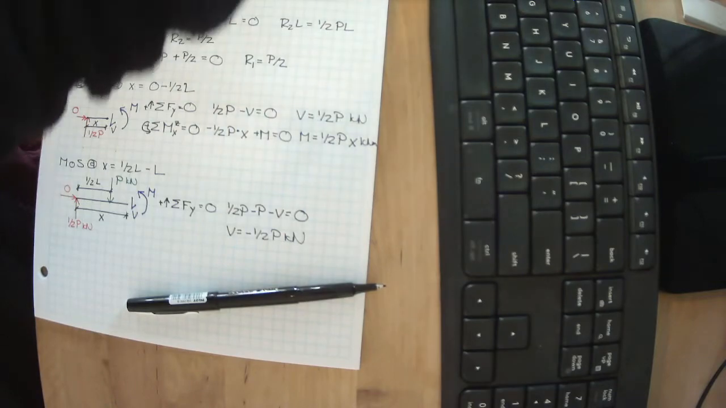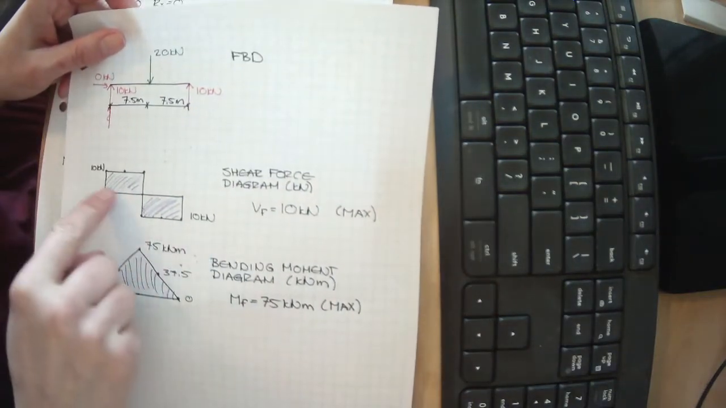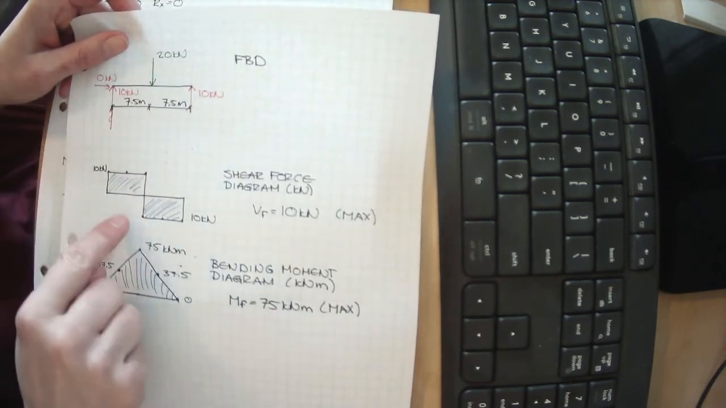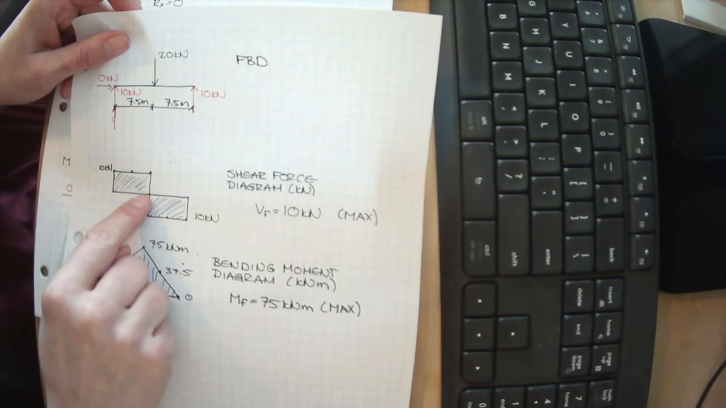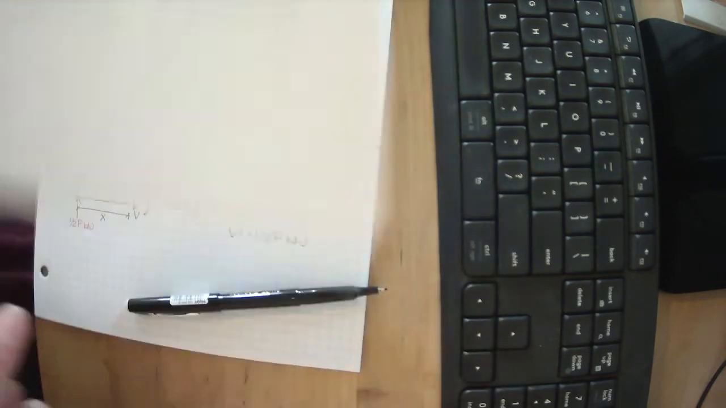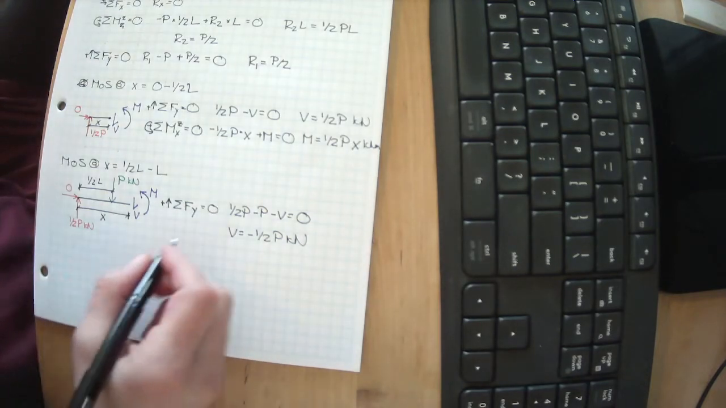Let's go back and look at that one we did when we actually had numbers to it. Look, we were at half of p, and then we hit where the load was applied, and we switched to minus half of p. So that seems to match what we've calculated before.